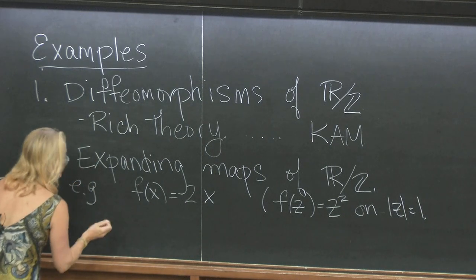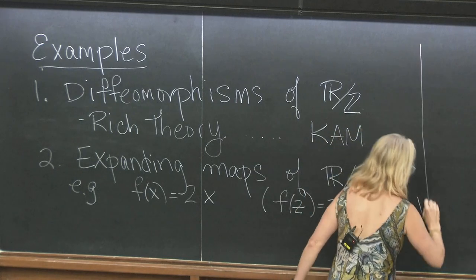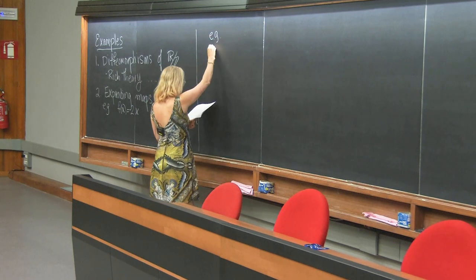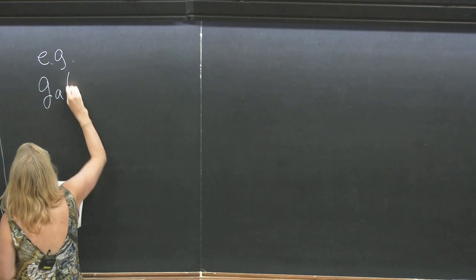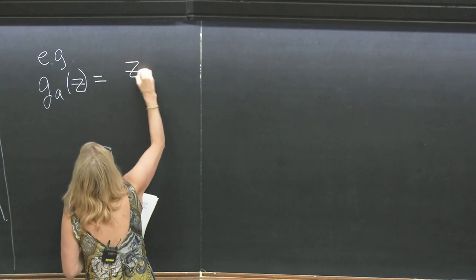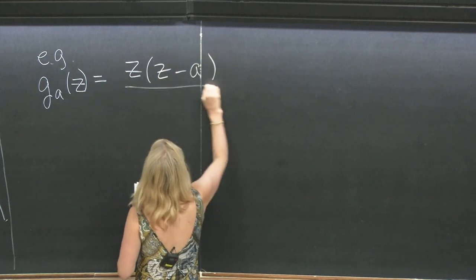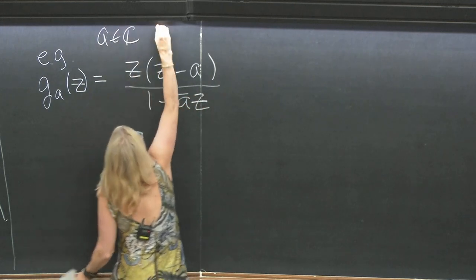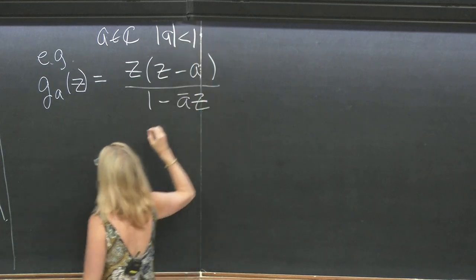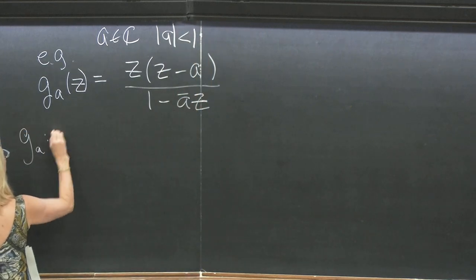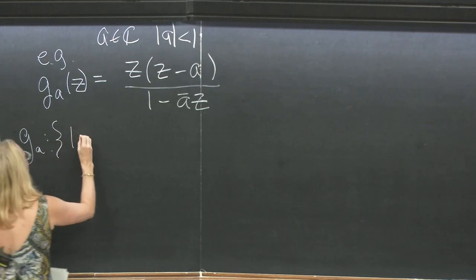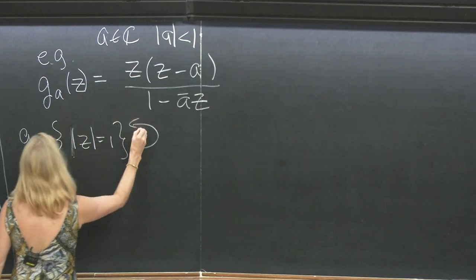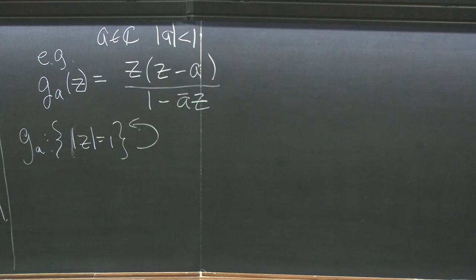Here's an example that is discussed in your homework exercises. If I consider the map g sub a of z equals (z minus a) over (1 minus a bar z), where a is a complex parameter of modulus less than 1, then g sub a, and you have to prove this in the homework, is a map on the circle to itself. So it sends the circle to itself, and this is an example of an expanding map.